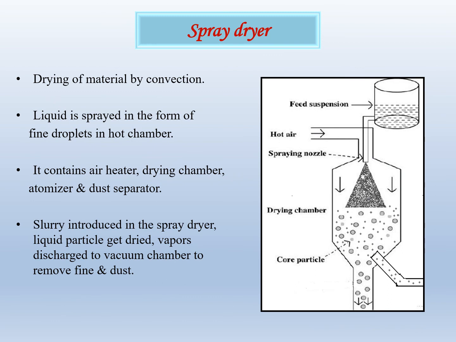Then we will see the spray dryer. The drying of material takes place by the convection method. Liquid is sprayed in the form of fine droplets in the hot chamber. It contains an air heater, drying chamber, atomizer and dust separator. Slurry is introduced in the spray dryer. Liquid particles get dried and vapors are discharged to a vacuum chamber to remove the fines and dust.